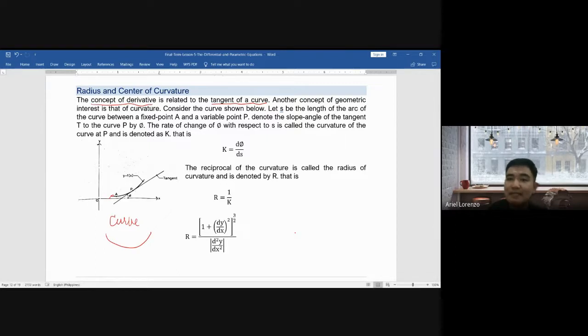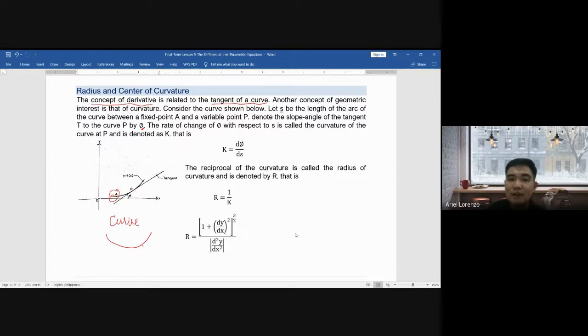Let S be the length of the arc of the curve between this point A here and then a variable P. Assuming here, class, there's a point P there. And then denote the slope angle of the tangent T. So you have your tangent T there. And the slope angle of the tangent T to the curve is denoted as phi.